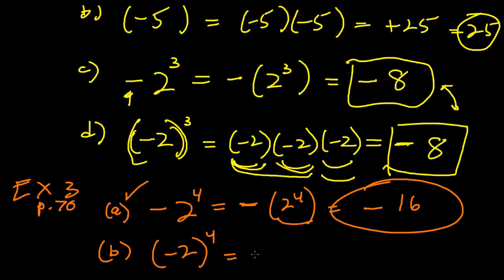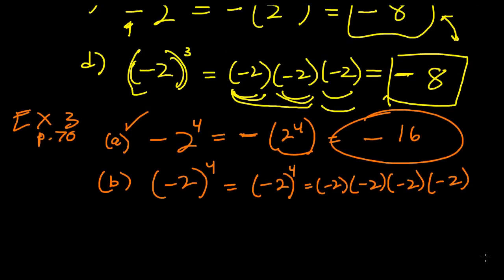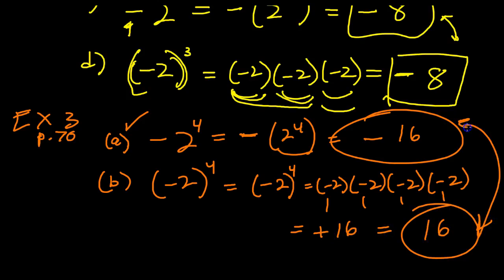How about part B? Well, this is minus 2 inside the parentheses raised to the 4th power. And I'm going to write this out to make it crystal clear. Hopefully, minus 2 times minus 2 times minus 2 times minus 2. Well, if I've got 4 negative factors being multiplied, of course I'm going to get a positive return. Negative times negative is positive. And 2 times 2 times 2 times 2 is 16. So the result here is positive 16. So note the results. The results for A and B are different for both of these examples.